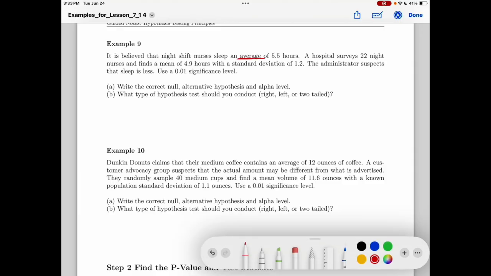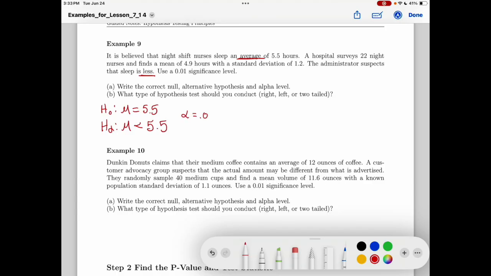So we're talking about averages, so we're not going to use p, we're going to use mu. And we're testing the claim that it's less than the average of 5.5. So when we write our null hypothesis, we're going to write mu is equal to 5.5. That's our current position or our historical value. And what we're testing is to see if the sleep is less than 5.5. So I'm going to write mu is less than 5.5.